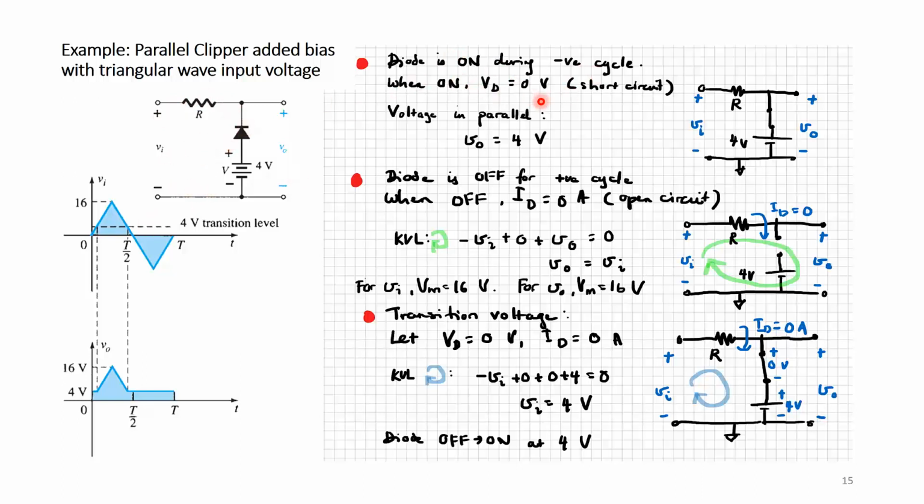So we consider the negative cycle first, and when it is on, VD is equal to 0 volts because it's an ideal diode. So we've redrawn the circuit here. I have maintained V in positive and negative here, whether it's positive cycle or negative cycle, because it's still the same V in, and we can consider that accordingly when we put in our values.